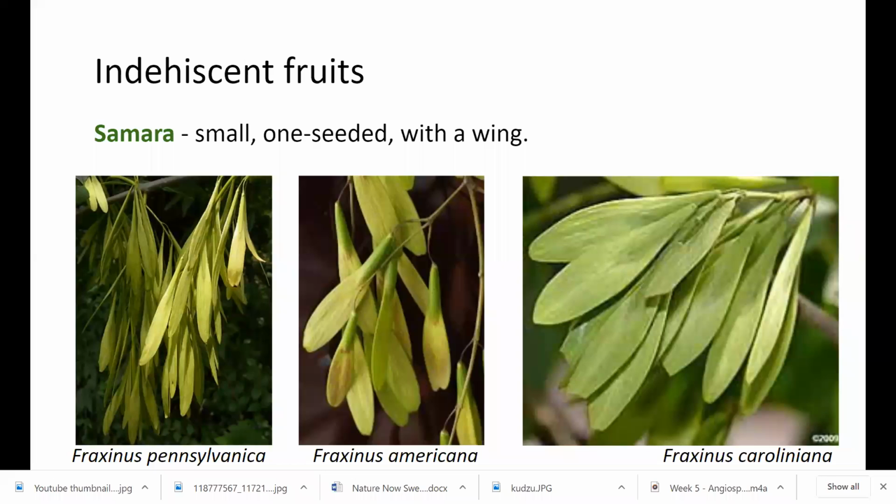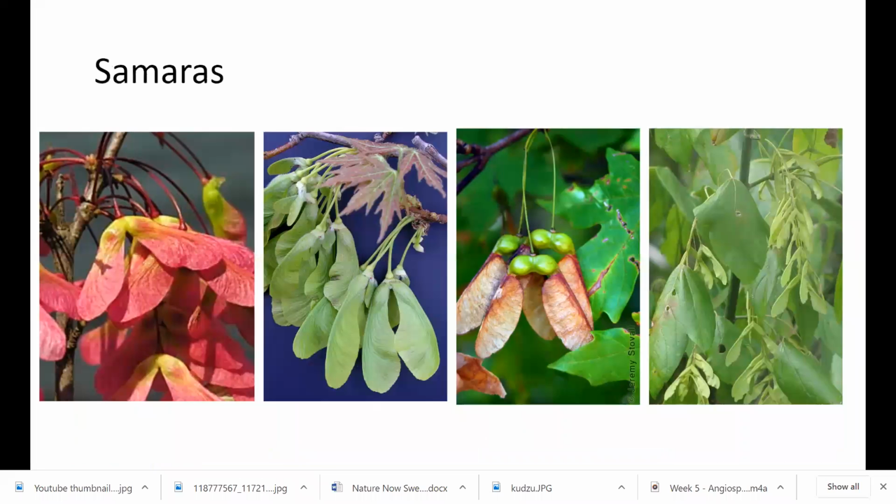Okay, and so we have Fraxinus pennsylvanica on the left, Fraxinus americana in the center, Fraxinus caroliniana on the right. So good job. And then we have some more samaras here. We have not learned all of these, but the one on the far left you might know, and the one that's third from the left you might know. So we have Acer rubrum, Acer saccharinum, Acer floridanum, and Acer negundo. Right, so these are all maple samaras.